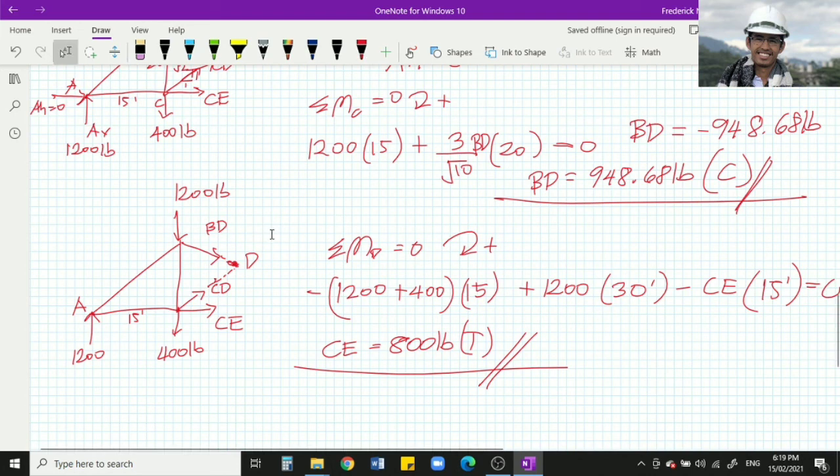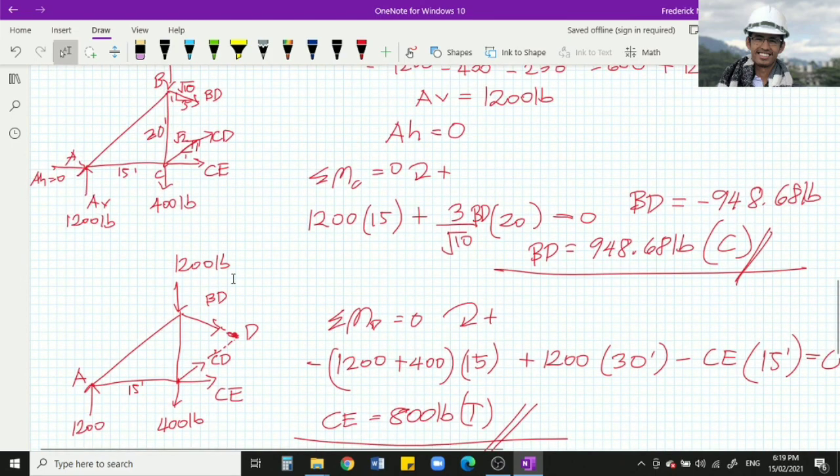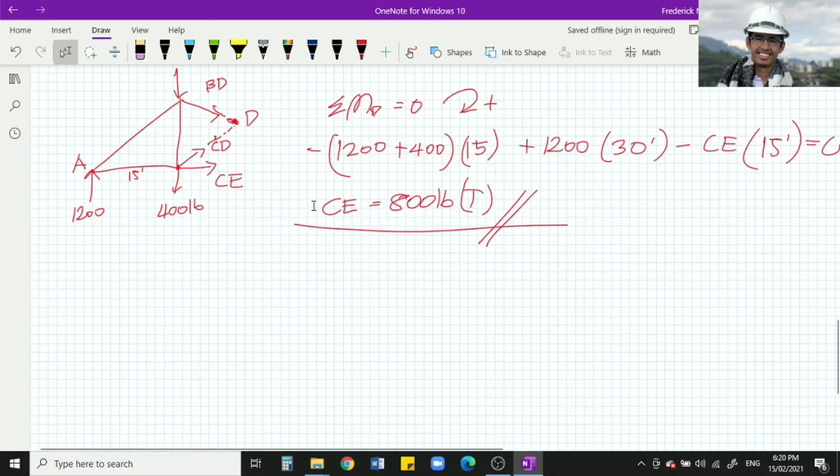Yan for the, para naman sa member CD. So, saan yung pwede natin gawin for member CD? So, actually, pwede tayong mag-summation moment or pwede din tayong mag-summation vertical forces na lang dito. No? Dahil alam naman natin yung member CE natin or summation forces vertical. No? Dahil alam naman natin yung BD at saka CE natin, pwede na lang tayong mag-summation forces vertical dito.